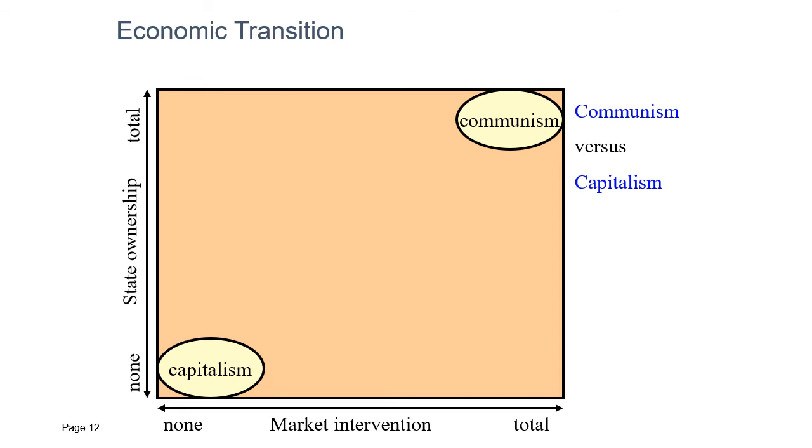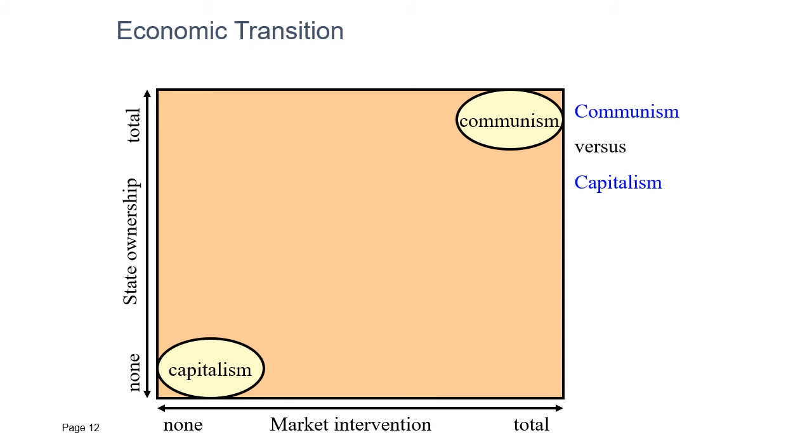So that is going to be represented on the top right hand corner of our matrix. In a sense, capitalism and communism are almost exact opposites of each other. They are on opposite spectrums of the matrix. One having no state ownership and no market intervention, that is capitalism, and the other having 100% state ownership and 100% market intervention. Or you can just say they have state ownership and they have market intervention.